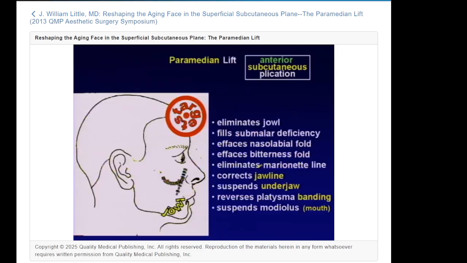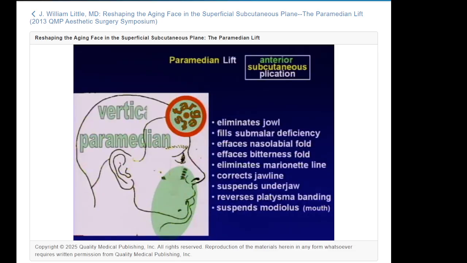So if I transpose all these targets to a map of the face, as I'm doing now: jowl, underjaw, platysma bands, mouth, they all have something in common. They all have a commonality, and it's geographical. They all exist in the paramedian zone of the face, where I like to subject them to a vertical vector.